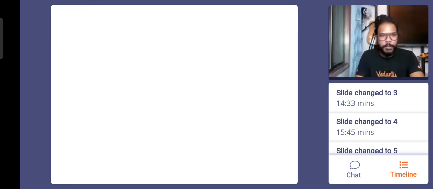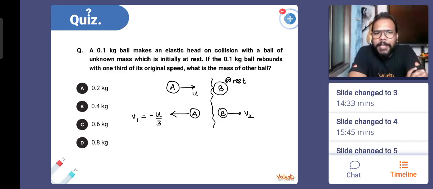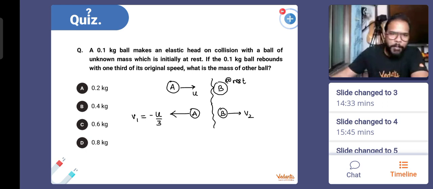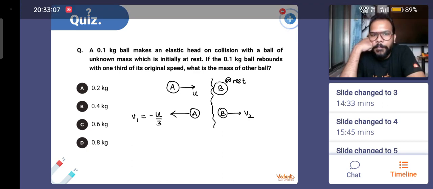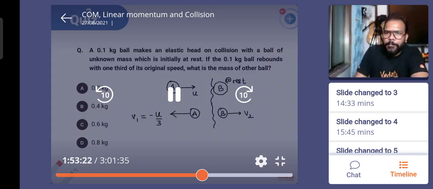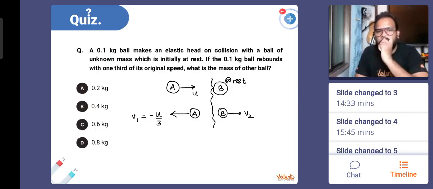Okay. Good. Next one. A 0.1 kg ball makes an elastic head-on collision with a ball of unknown mass. Okay. So 0.1 kg ball head-on collision with a ball of unknown mass whose initial velocity is 0. B का initial velocity is 0. If 0.1 kg ball rebounds with 1/3 of its original speed, what is the mass of the other ball? Just hold on. Perfectly elastic है क्या? Okay. Perfectly elastic collision. Oh, elastic बोला है, sorry. It is elastic collision, guys.